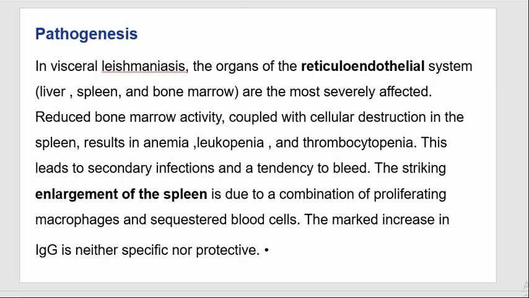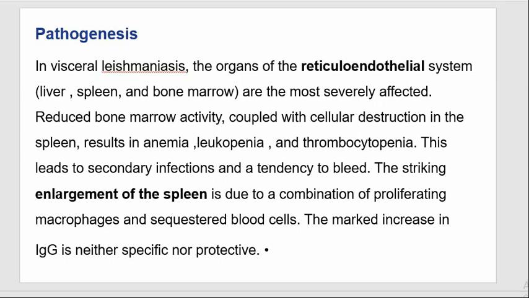بالنسبة للباثوجينيسيس the visceral leishmaniasis the organs of the reticuloendothelial cells أو system اللي يشمل liver, spleen and bone marrow are the most severely affected. Reduced bone marrow activity coupled with the cellular destruction in the spleen results in anemia, leukopenia and thrombocytopenia. This leads to secondary infection and tendency to bleed. The striking enlargement of the spleen is due to the combination of the proliferating macrophage and sequestered blood cells.